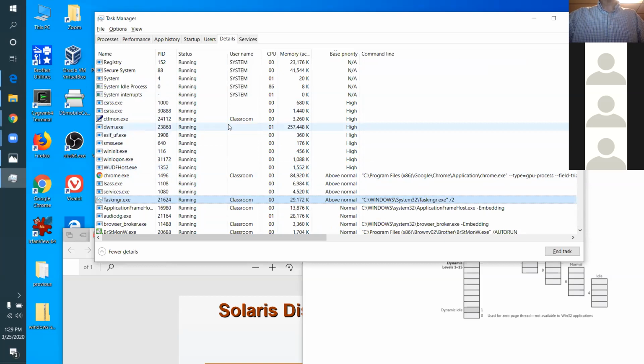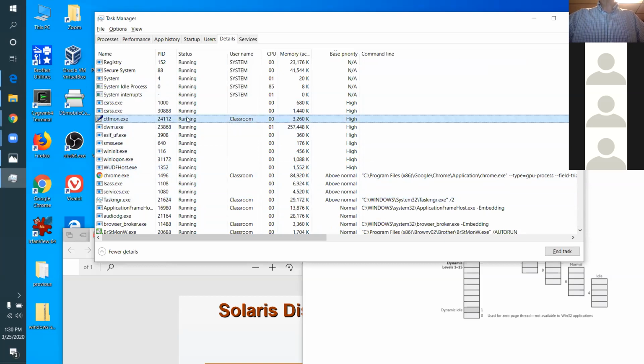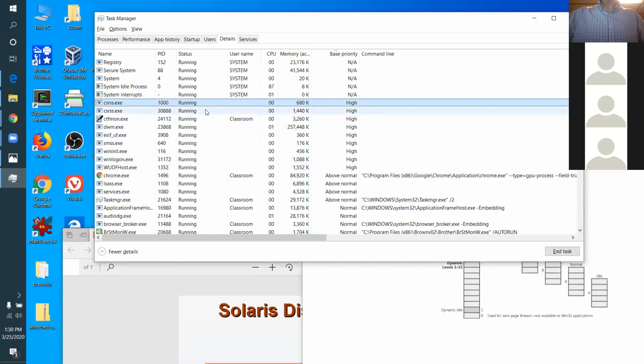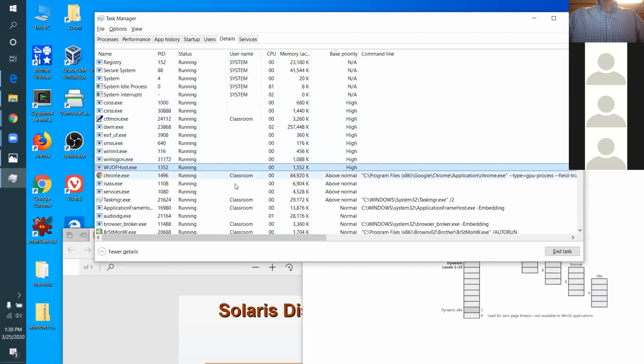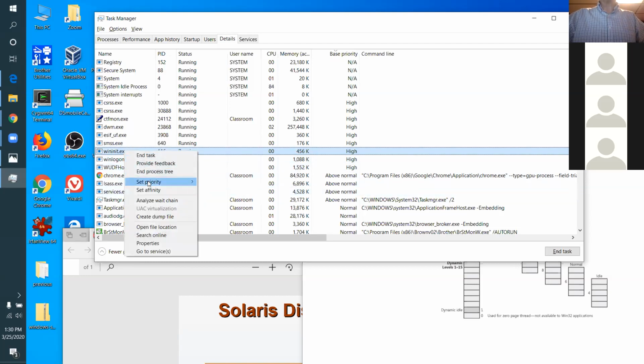Actually not, one of them is running as me. One of them is a process I'm running, but all the others, see, they don't have a username. They're part of the operating system. So all the other high priority processes are part of the operating system. And that also means that you probably can't change their priority.